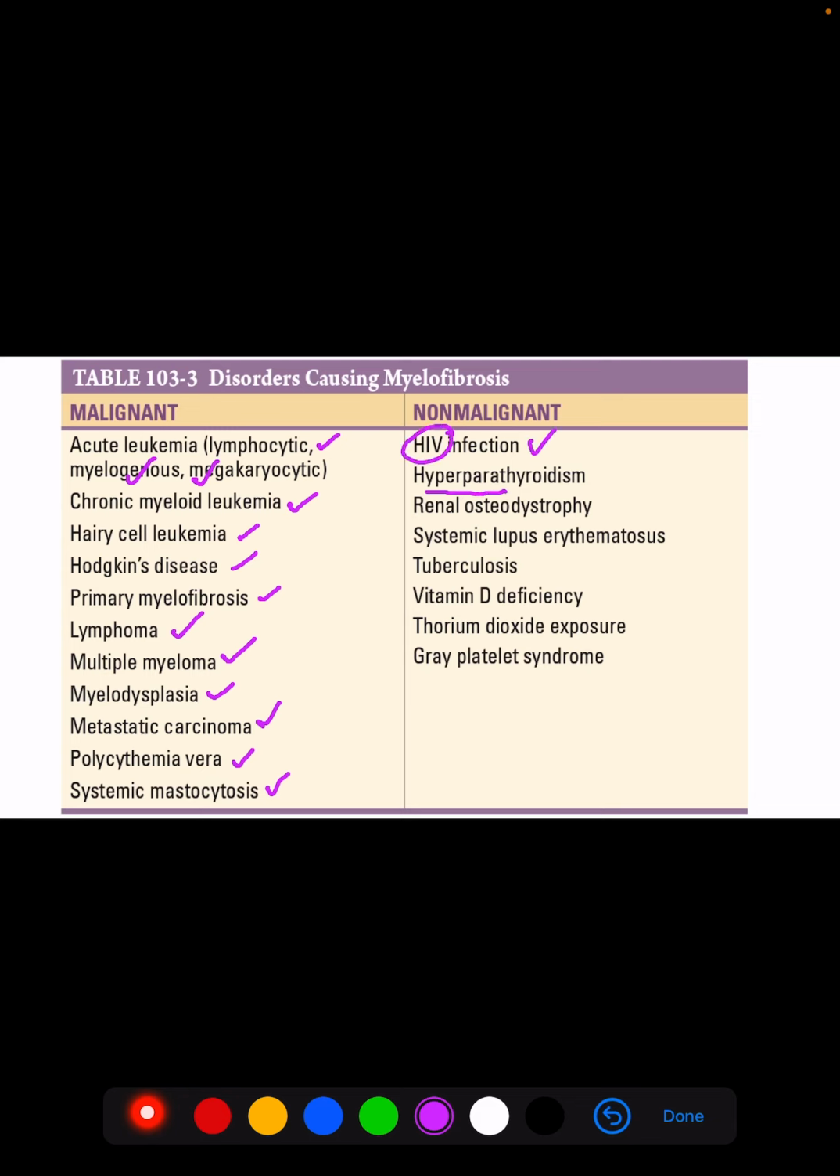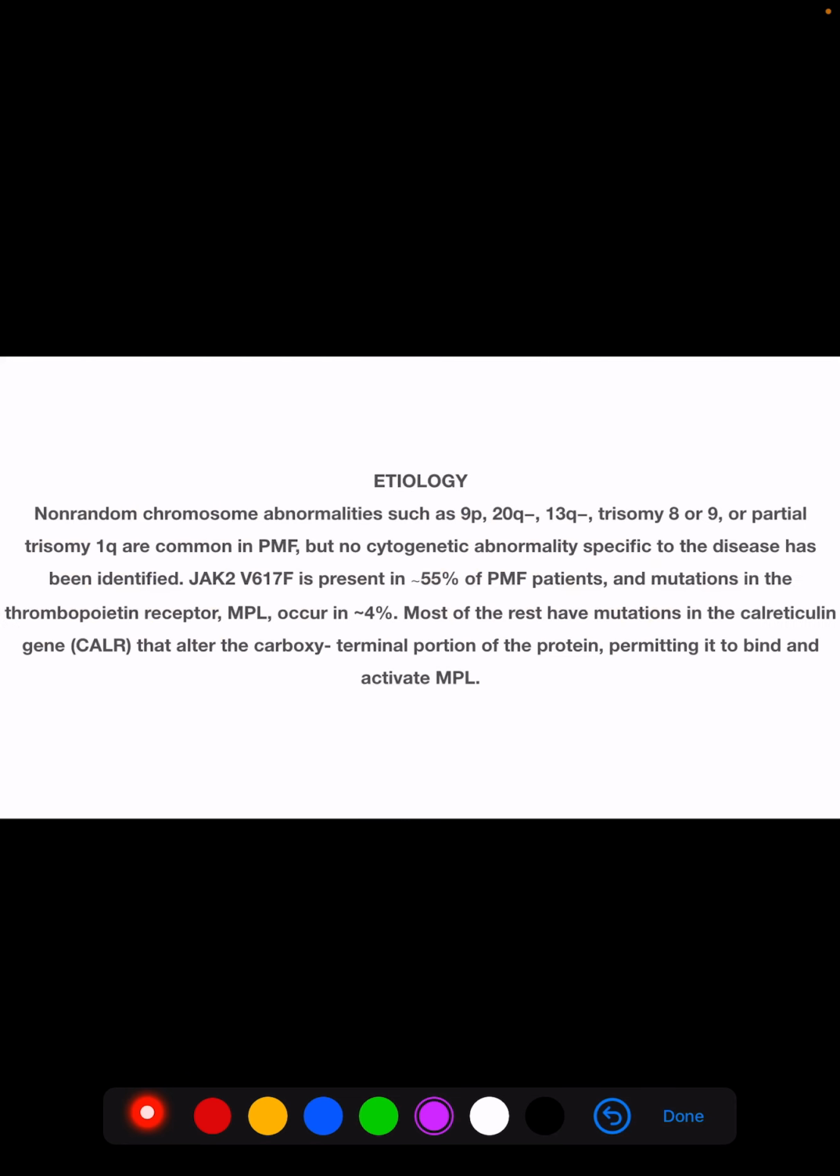Non-malignant causes include HIV infection, hyperparathyroidism, renal osteodystrophy, SLE, tuberculosis, vitamin D deficiency, thorium dioxide exposure, and gray platelet syndrome. So, what are the non-malignant disorders which cause myelofibrosis? HIV infection, hyperparathyroidism, renal osteodystrophy, SLE, tuberculosis, vitamin D deficiency, thorium dioxide exposure, and gray platelet syndrome.